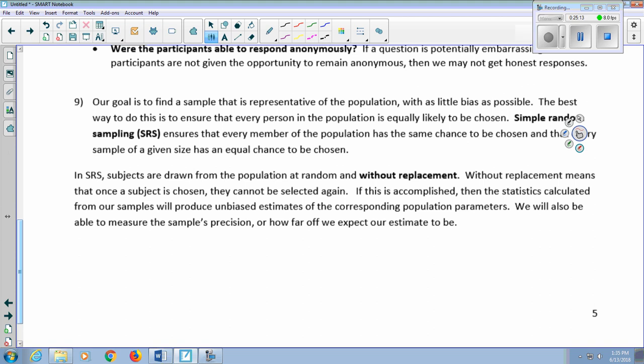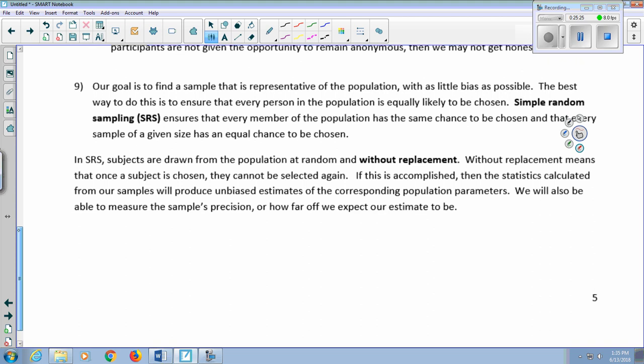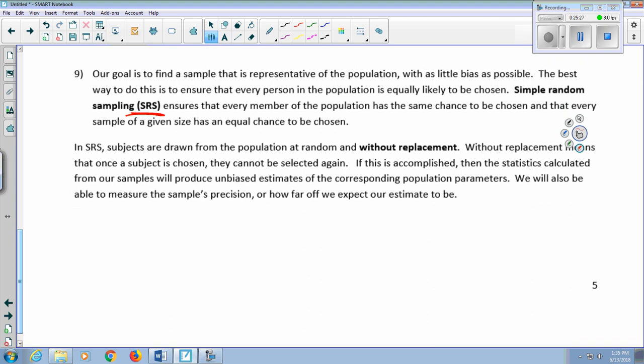So our goal is to find a sample that is representative of the population that we want to know about, with as little bias as possible. The best way to do this is to ensure that everyone in the population has an equal chance of being chosen, and this comes from simple random sampling. So you're going to hear a lot about SRS, simple random sampling. This ensures that every member of the population has the same chance to be chosen, and that every sample of a given size has an equal chance to be chosen.